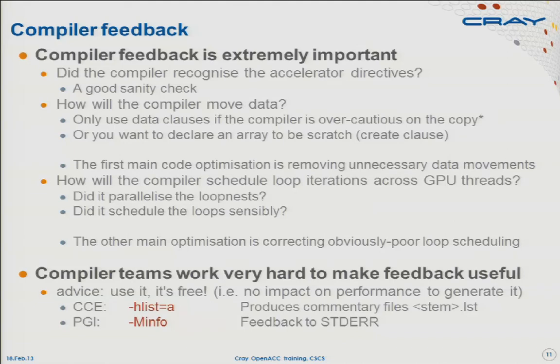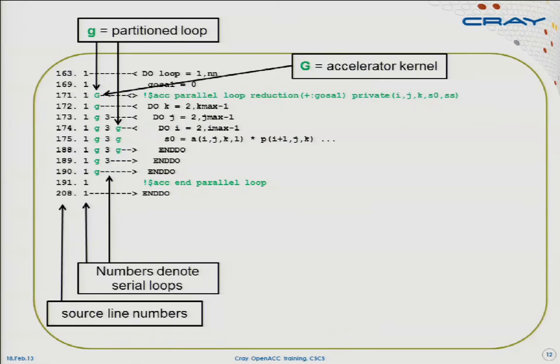And then how's it going to schedule it across the GPU? So you generate this information with PGI or with Cray by an appropriate flag, and that gives you this information. It's free. Please look at it. It doesn't affect performance. If you look at the Cray stuff, it looks something like this. Here's the loop nest.